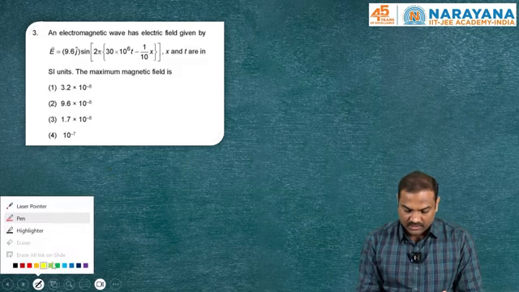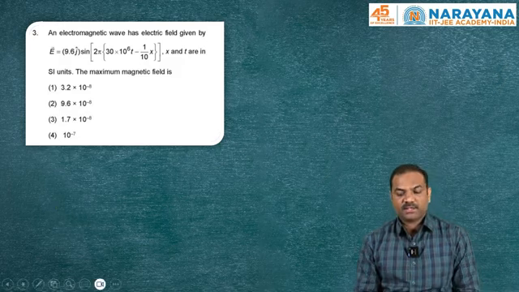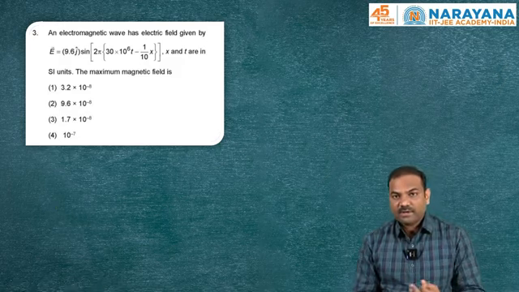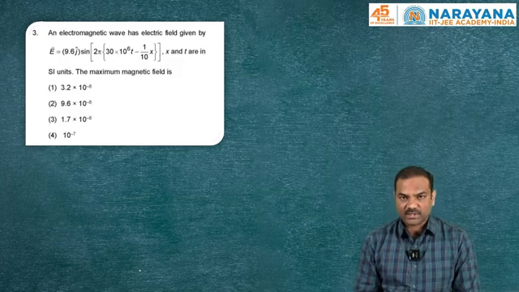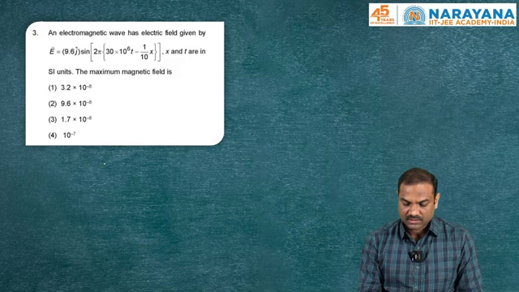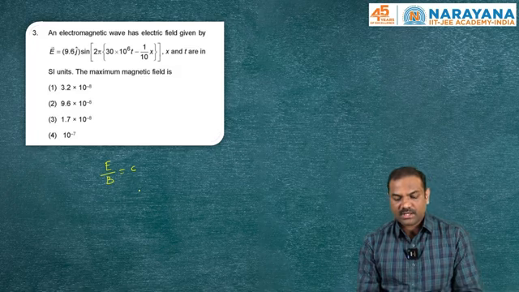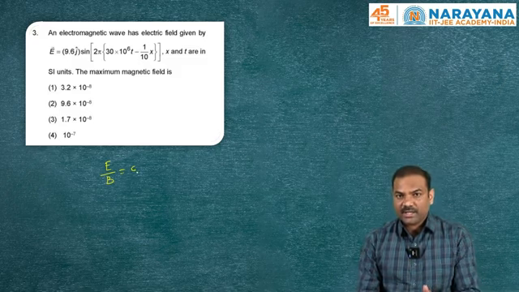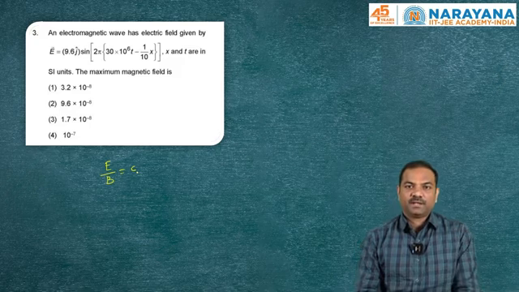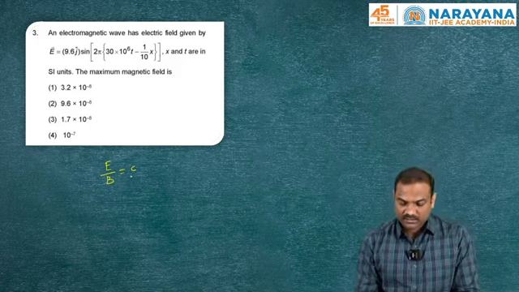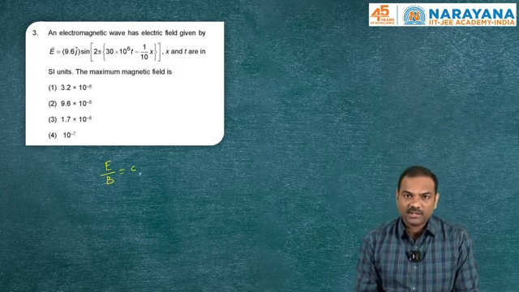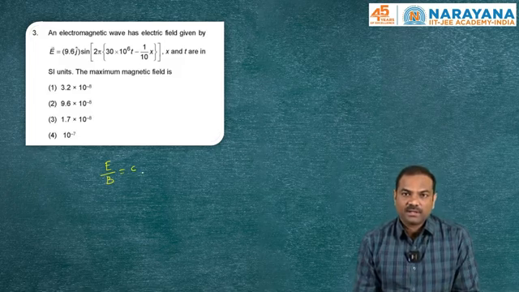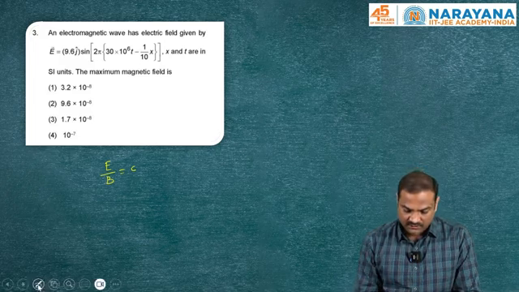Now we need to check what the maximum magnetic field value is. Already we have the maximum electric field value, which is 9.6. We know that in electromagnetic waves one relation is valid: E by B is equal to speed. I am writing that simply as C. This is for a vacuum. If it is in a medium, you can write E by B is equal to V. But the student should be very careful while dealing with the equation. Not every time it is C. You need to check the speed from the given equation. So how do we check the speed from the given equation?